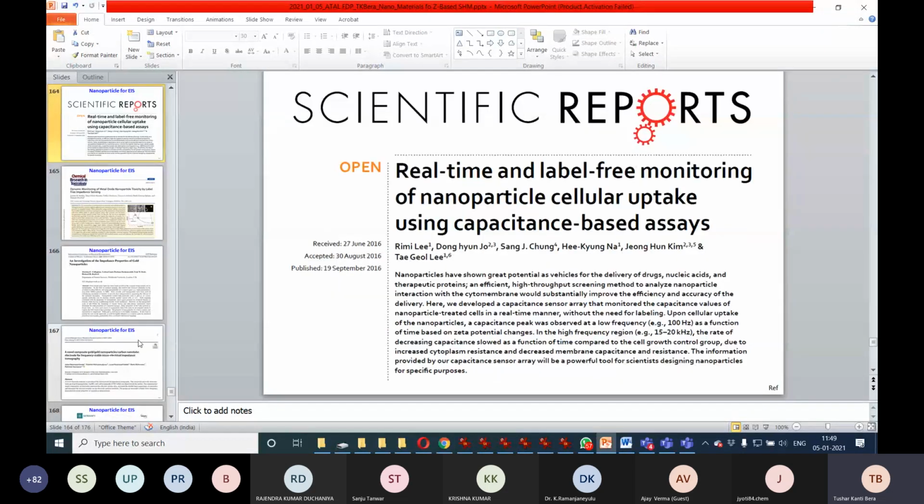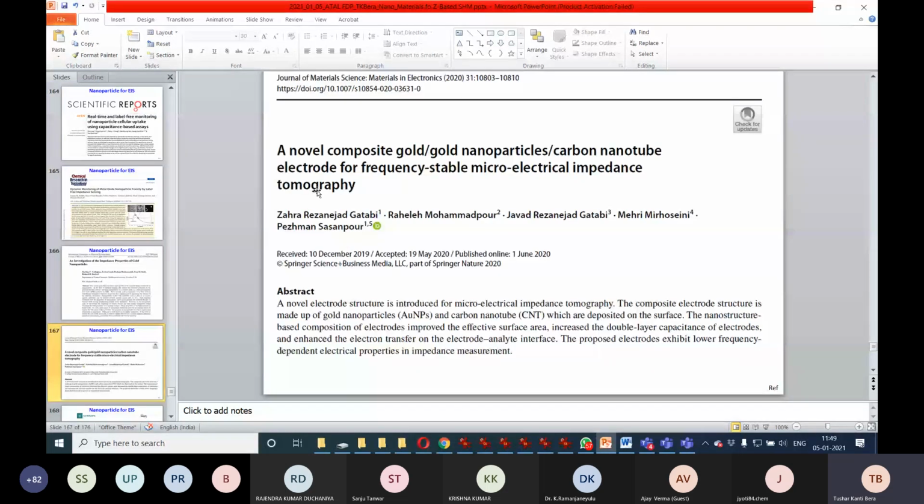Okay, so I will come to the last part, that is the nanoparticle. That is also one kind of electrical impedance tomography where gold nanoparticles or carbon nanotube electrodes are used for frequency-stable micro electrical impedance tomography.